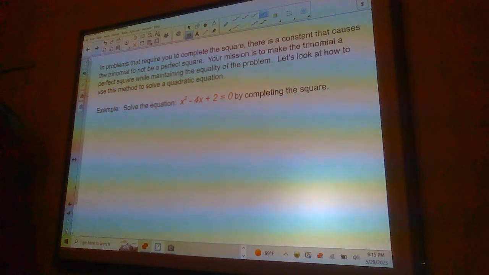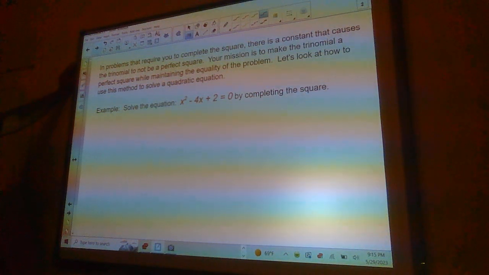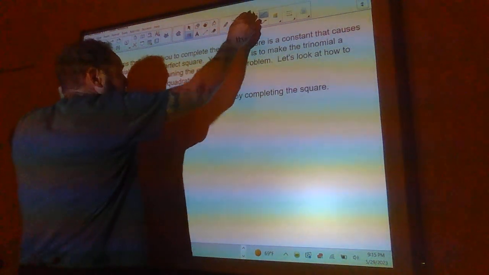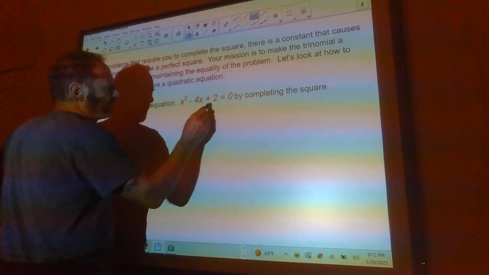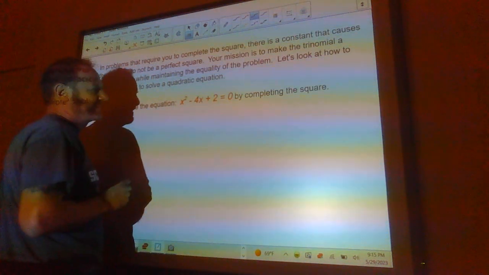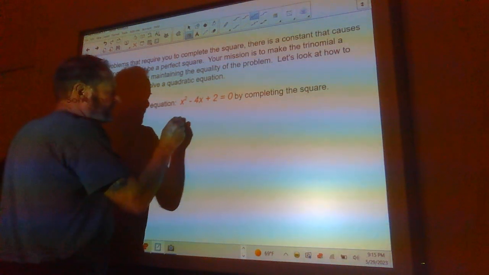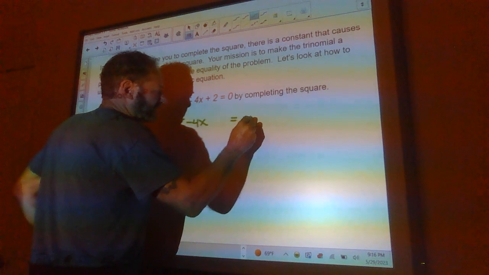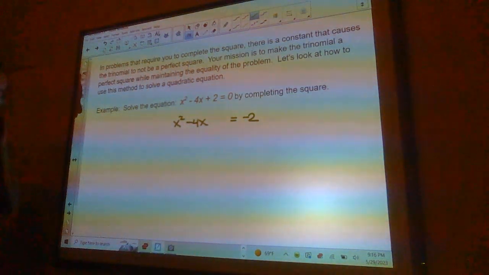Now sometimes we have quadratics that you cannot write as a perfect square. For example, x squared minus 4x plus 2 is not a perfect square trinomial. So how do we make it a perfect square? Well, here's what we're going to do. We're going to get rid of this number right here because that's the number that makes it not a perfect square. So this is going to be x squared minus 4x. I'm going to subtract 2 from both sides, and so I'm going to get negative 2 over here.